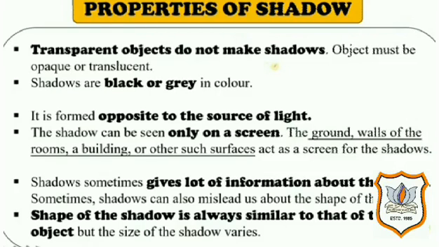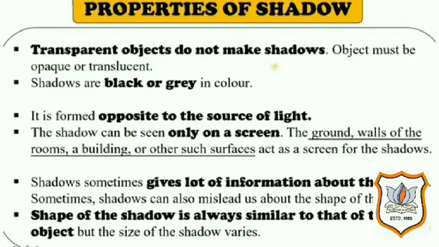What are the properties of shadow? Transparent objects do not make shadows. Objects must be opaque or translucent. Shadows are always black or gray in color. A shadow is formed opposite to the source of light. The shadows can be seen only on a screen. The ground, walls of rooms, a building, or other such surfaces act as a screen for the shadows.